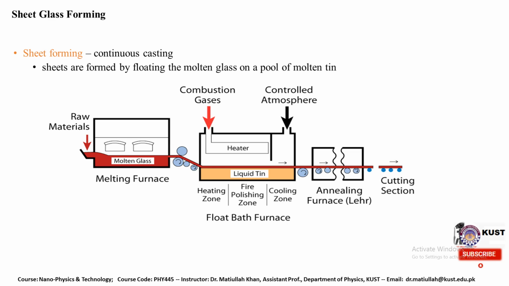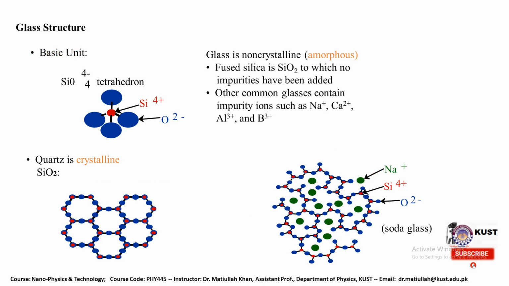where we have a heating zone, and soon after the heating zone there is a fire polishing zone. Behind the ceramic layer there is liquid tin, and at the same time combustion gases and a controlled atmosphere are used for this casting process. Finally, when it is cast, there is a cooling zone, and final annealing occurs in the annealing furnace, and finally the material is prepared and cut into particular shapes for use in particular applications.